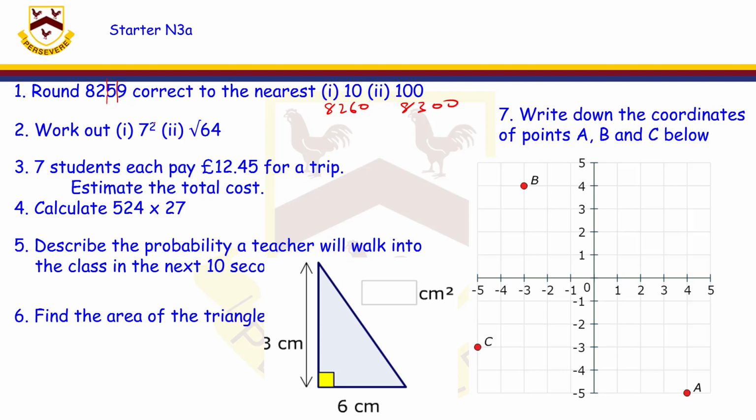Work out 7 to the power of 2 or 7 squared, which means 7 times 7, which is 49, square number. And the square root of 64 is 8, because 8 times 8 gives us 64.